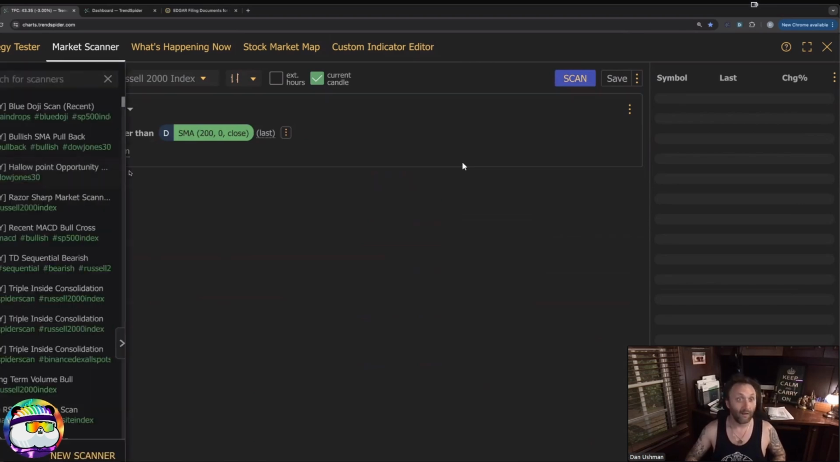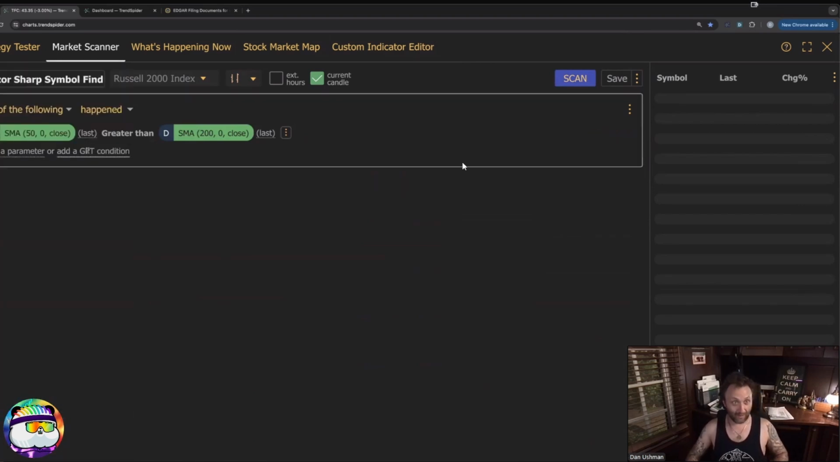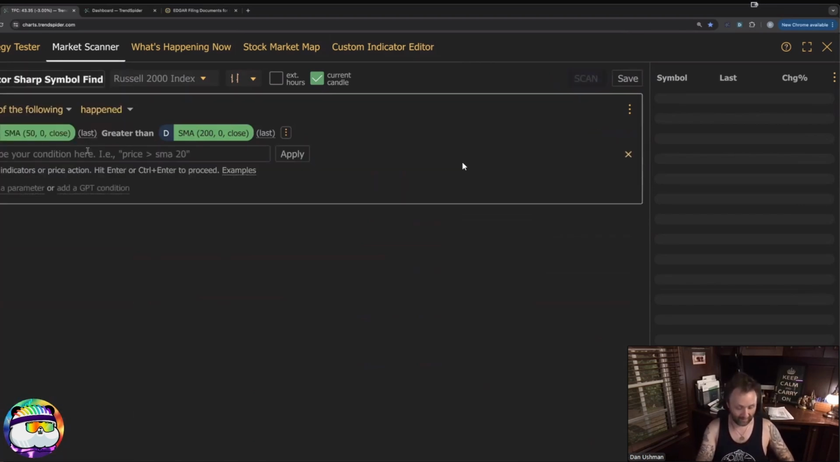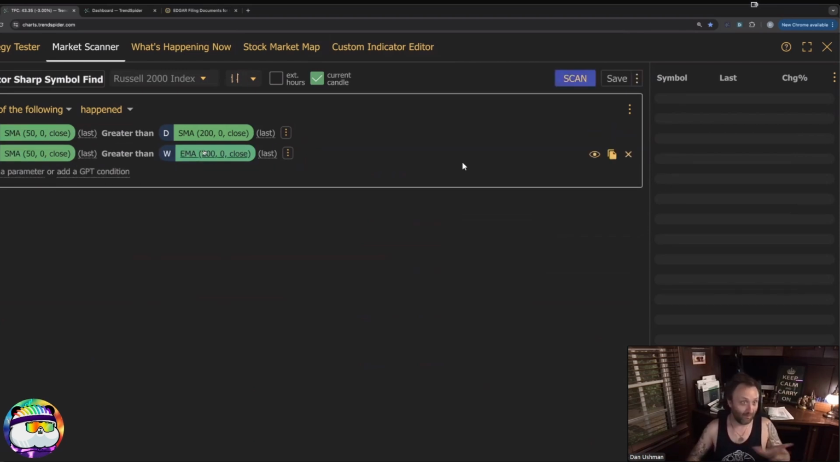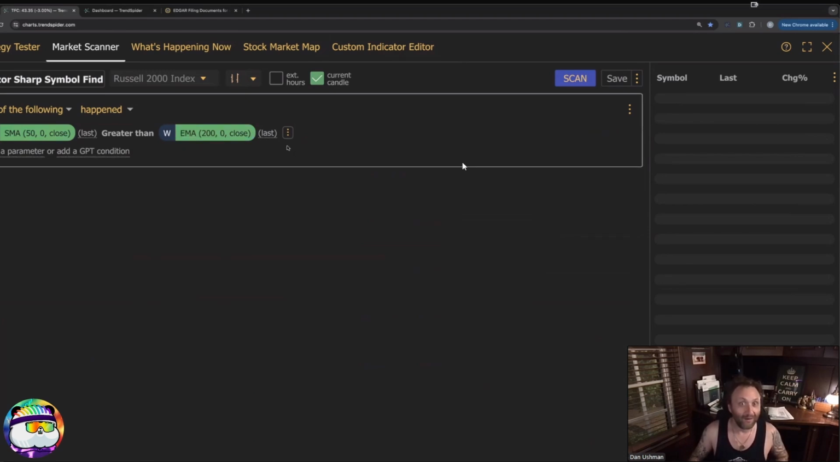It's just there, right? So you can say whatever you want here, like, I don't know, daily SMA 50 is above weekly EMA 200, right? Like you can kind of get fancy with this. Boom, right? So we've added this condition here. And notice two different time frames, two different types of indicators, right? You're comparing them to each other.